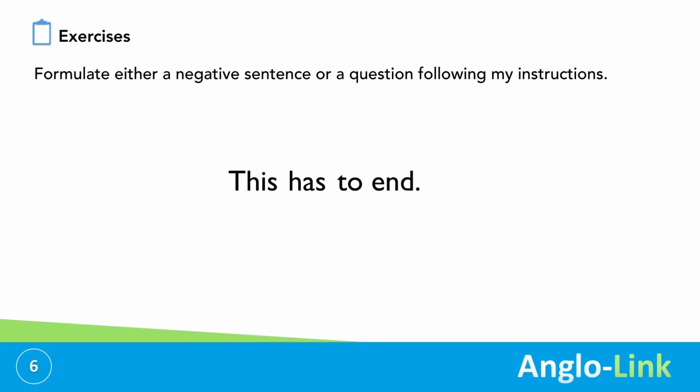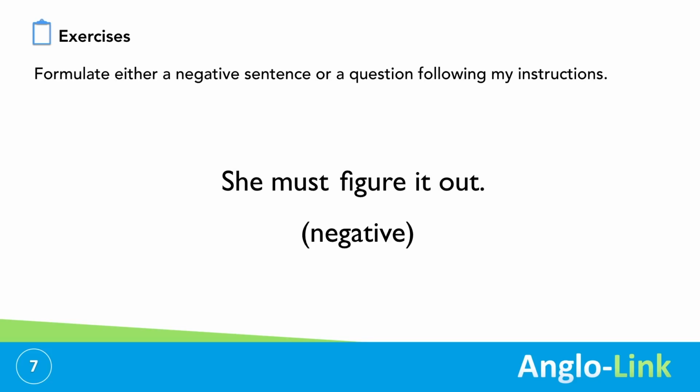Number 6. This has to end. Let's have a negative. Once again, we need an auxiliary. This has to end, needs the auxiliary doesn't, and the base verb. This doesn't have to end. Okay, number 7. She must figure it out. Let's have a negative. Direct negative, she mustn't figure it out.